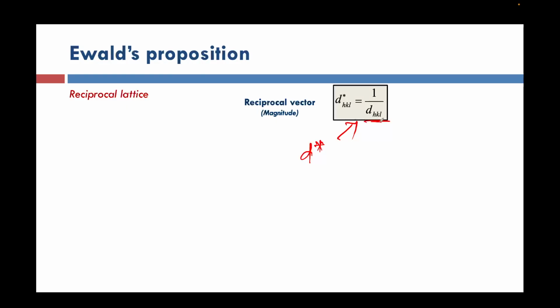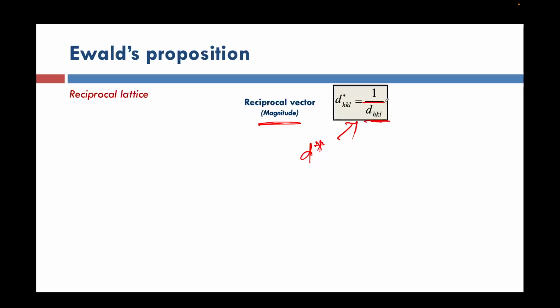Ewald told us that to visualize these real planes, a three-dimensional real plane in two dimensions, we have to go into reciprocal lattice. And how do we characterize the reciprocal lattice? We have characterized it in such a way that the magnitude of the reciprocal vector will be inversely proportional to, that means the reciprocal of, the real interplanar spacing. So that is how we have characterized the reciprocal lattice.